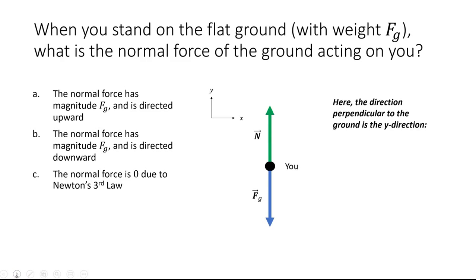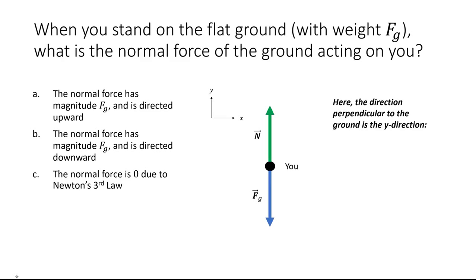So I would use a dot that represents you. You're standing on a flat horizontal surface, which means that the direction that's perpendicular to the surface is going to be the conventional y direction here. Okay, and then I know that there's going to be two forces acting on you, your weight pulling directly down, and the normal force, which is perpendicular to that flat surface of the ground. So in other words, the normal force is going to be acting in the positive y direction.